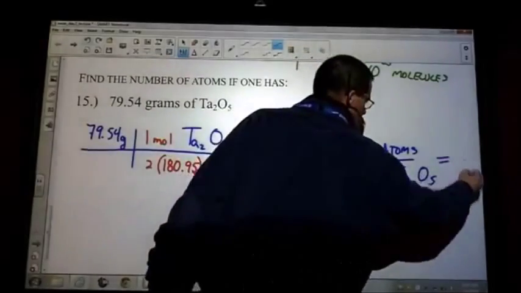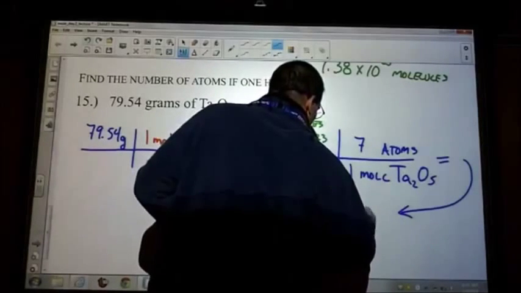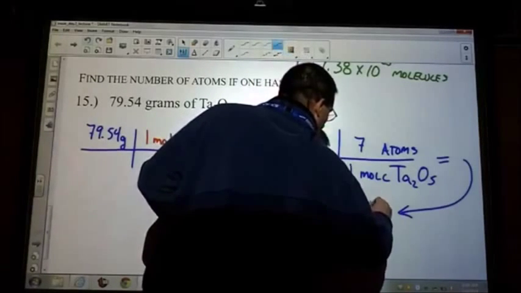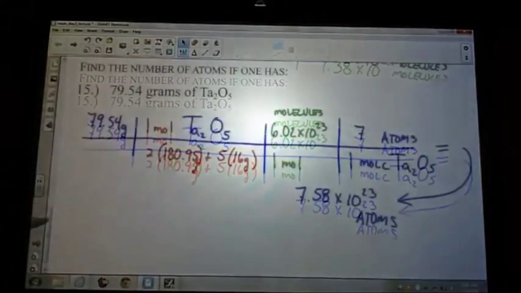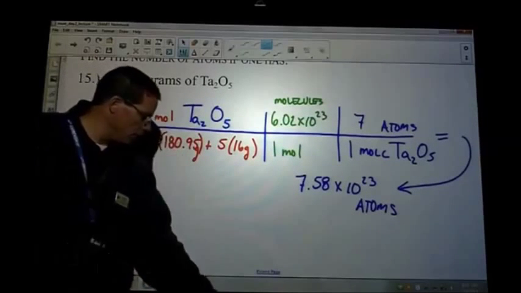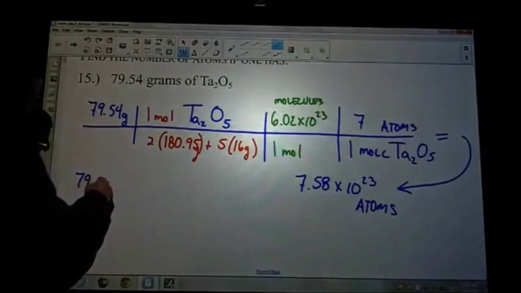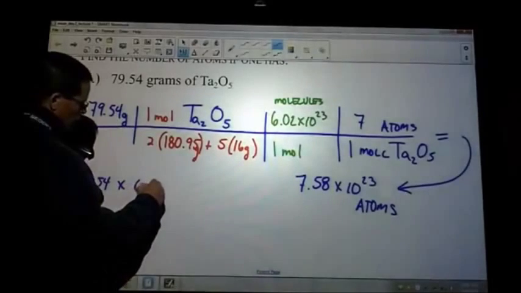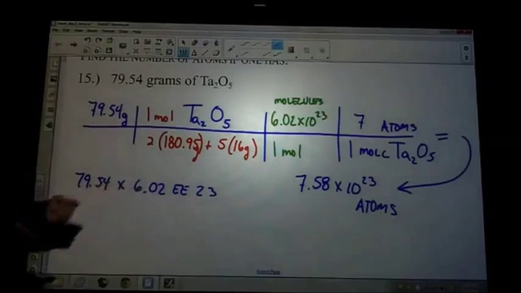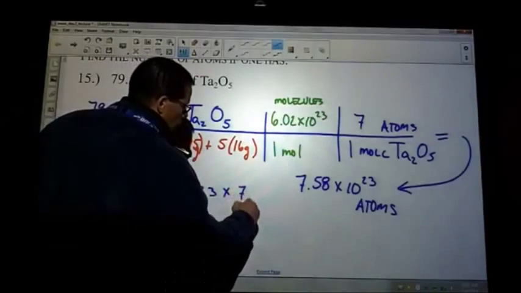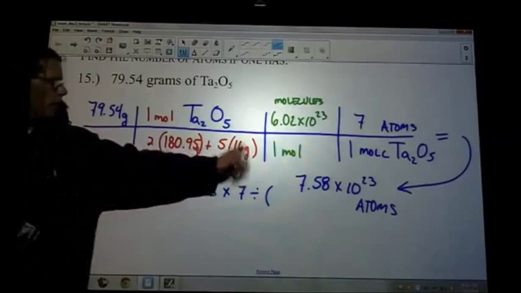Okay. And let's see what we did here. Times 10 to the, was that 23? Multiply on the top. Here's how I type this one in. Actually, I didn't use parentheses until the bottom. So 79.54 times 6.02 EE23, still no parentheses because order of operation is keeping that intact. Times 7. When I hit that divided button, then I open up the parentheses. Then I just type all that in, close the parentheses.